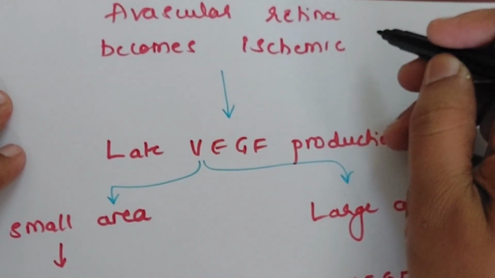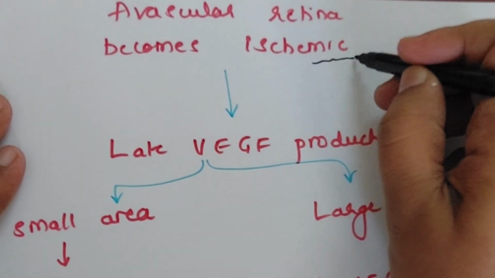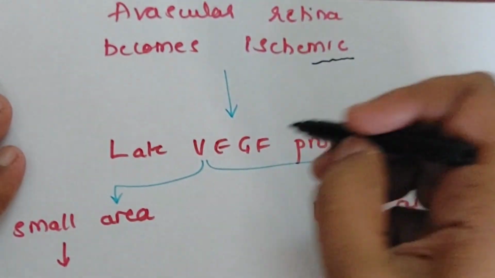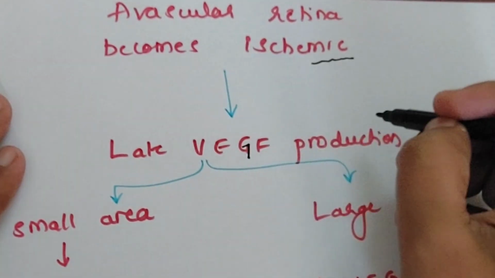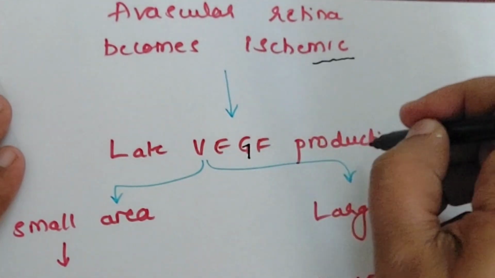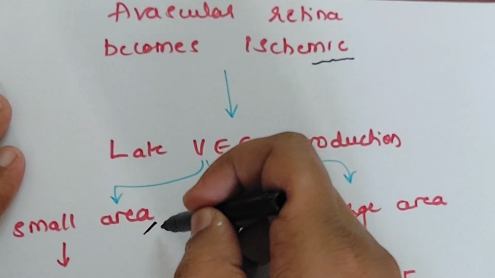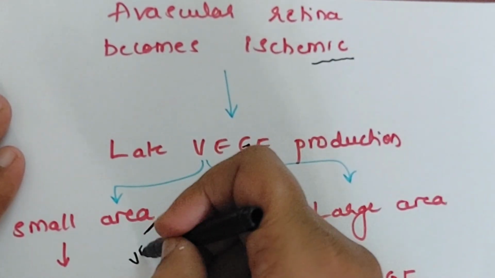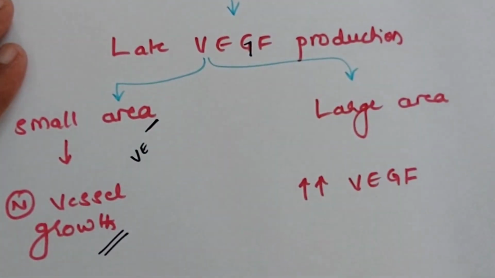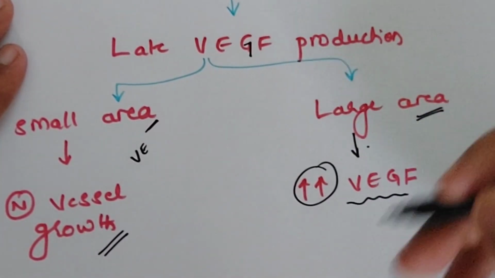Once the retina is avascular or hypoxic, this becomes a stimulus. This ischemic retina will lead to late production of VEGF. There is again production of the vascular endothelial growth factor because the retina again is hypoxic, so it produces more VEGF. How much VEGF is produced depends upon how much area is hypoxic. If there is a small area of hypoxia, then there is little production of VEGF, which is just sufficient for the normal vessel growth. Then this will turn into the normal retina. If there is a large ischemic area, then there is overproduction of VEGF, which will lead to the retinopathy of prematurity changes.